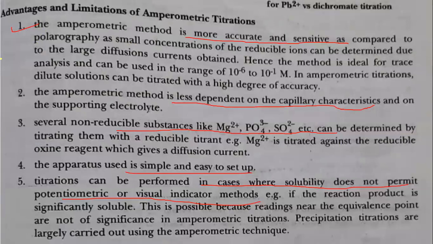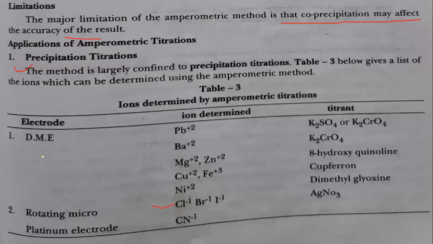What are the advantages? It is more accurate, then it is less dependent on the capillary characteristic. Okay, substances like Mg2+, PO4 3-, SO4 2-, which are non-reducible substances that can also be determined, then it is very simple to use. Okay, it can be performed in the cases where solubility does not permit the potentiometric or visual indicator method. For that purpose also this method can be used.